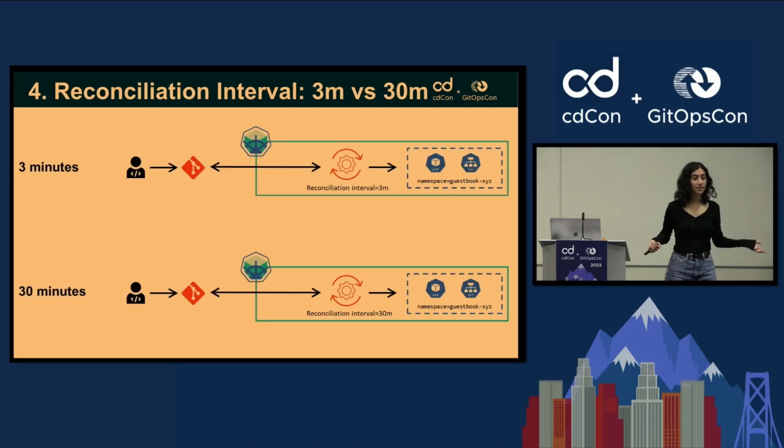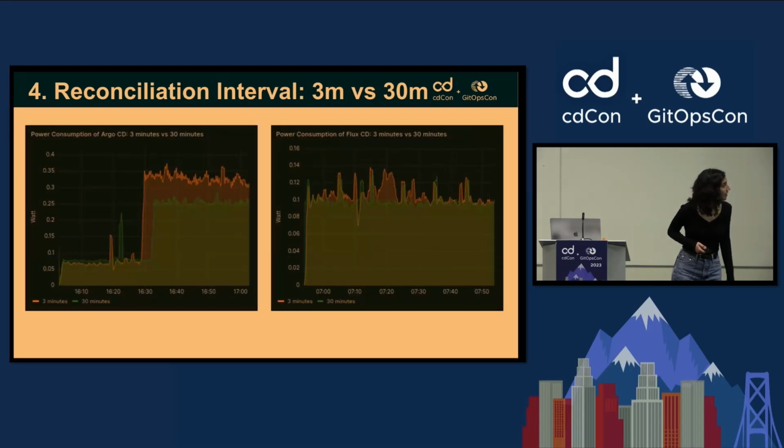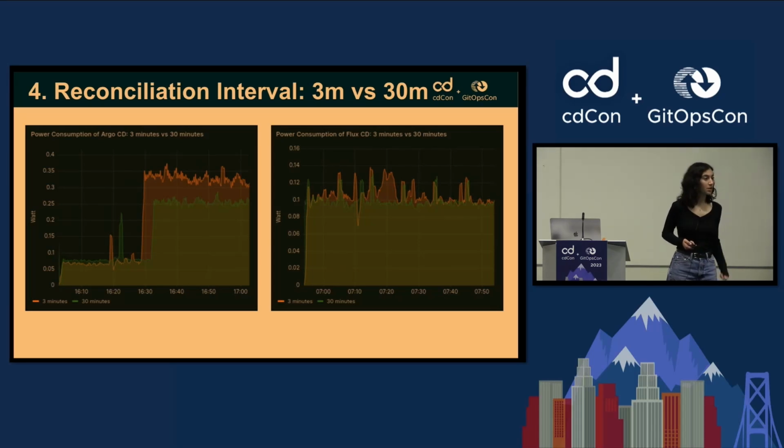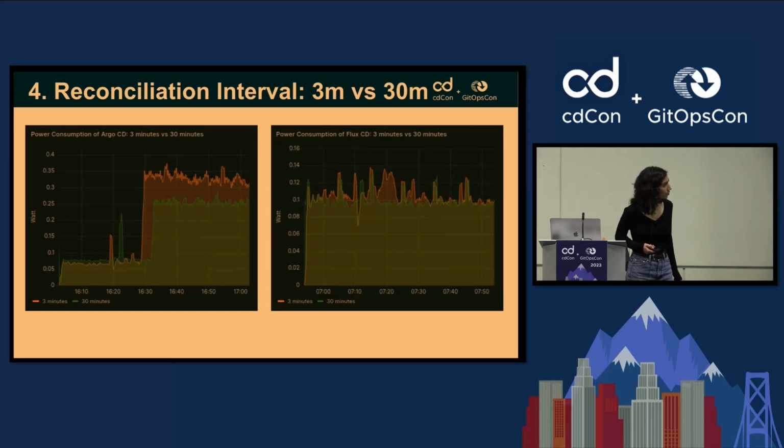But yes, the last reconciliation scenario that we tested was trying 3 minutes versus 30 minutes of reconciliation interval. And the results for that were slightly, I'm not sure if it's what we expected for Flux. For Argo, you do see a decrease, so there is some optimization there. For Flux, not so much.